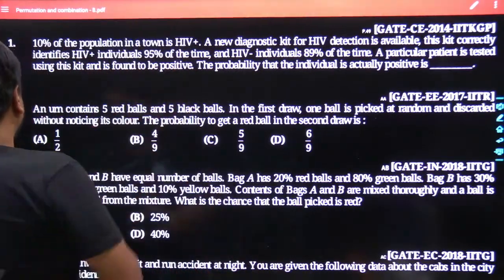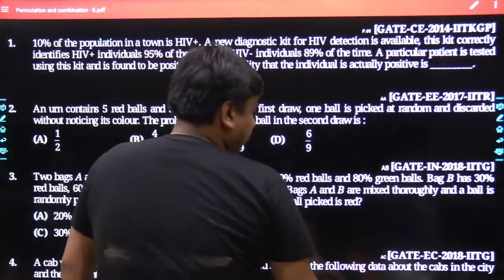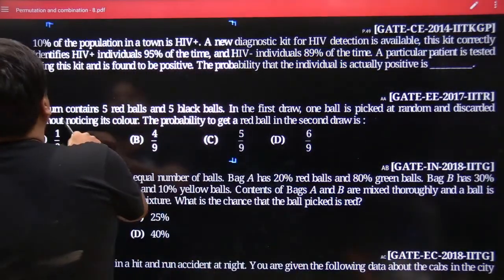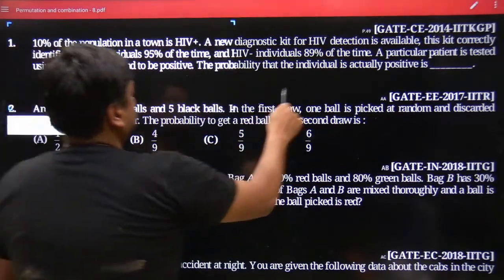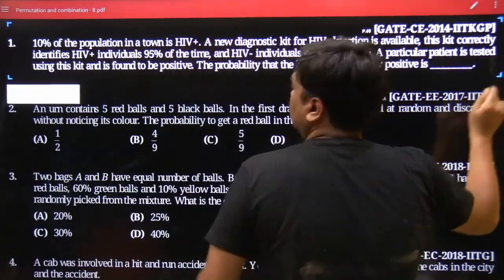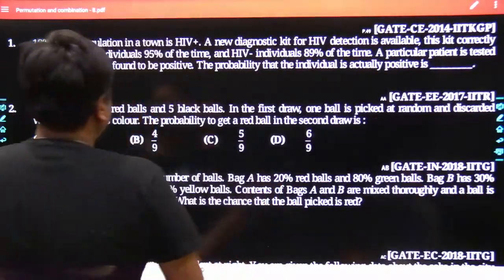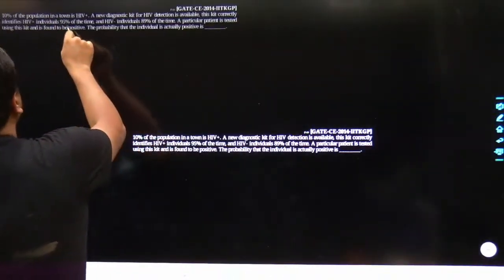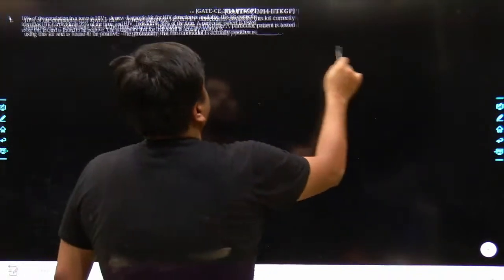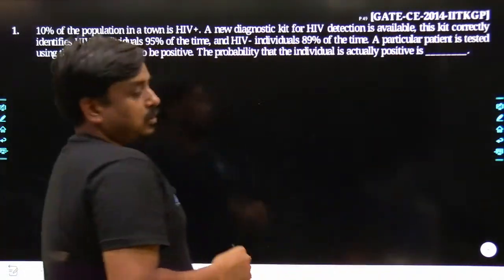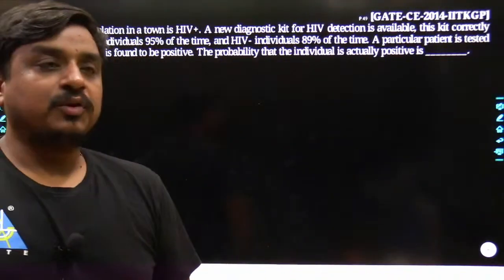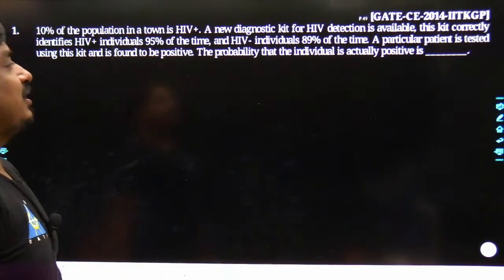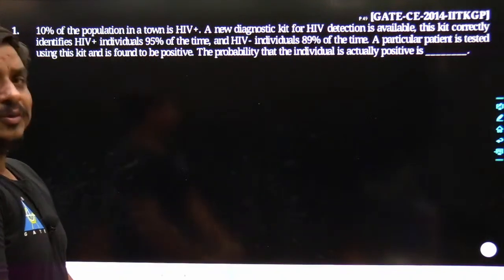Anyways, focus on this problem. This problem was already taken in yesterday's class, but I did not solve it completely. So I think this should be my first question in today's class. Read this problem carefully and tell me what would be the best answer. The problem was asked in GATE Civil Engineering, year 2014. The problem was set by IIT Kharagpur.